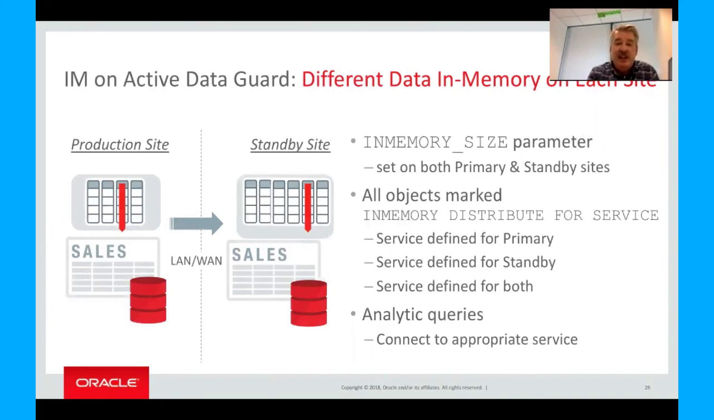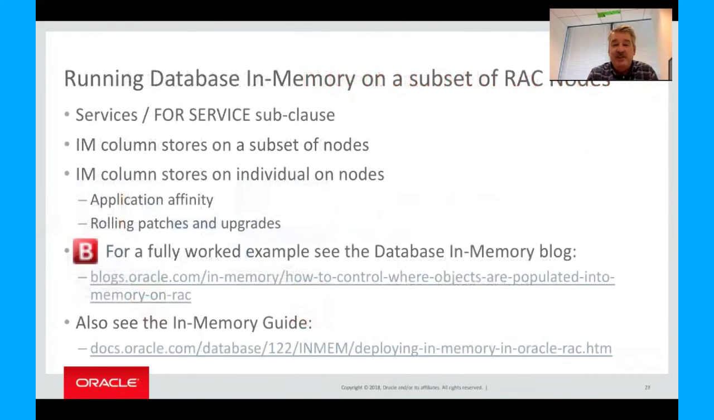And so we allow you to do that basically by identifying an object to be populated based on a service, and wherever that service is running, that's where the object will be populated. And then the side effect of that, in the next slide, was a much easier ability to run a subset of nodes for column stores, or to have application affinity to one or more column stores.